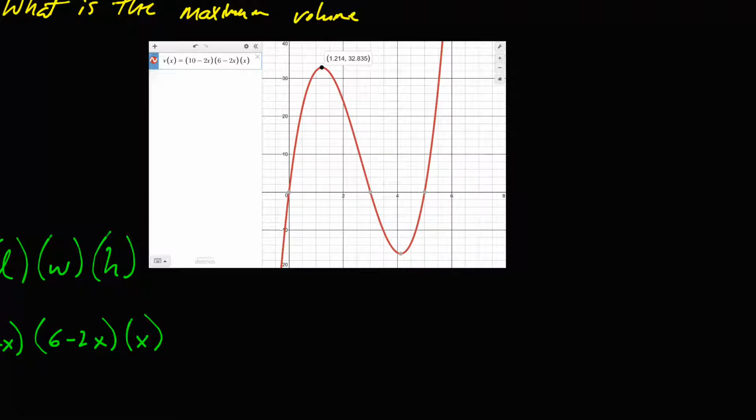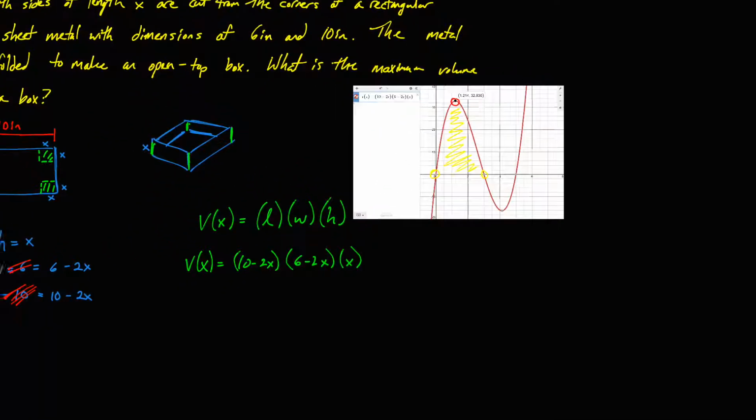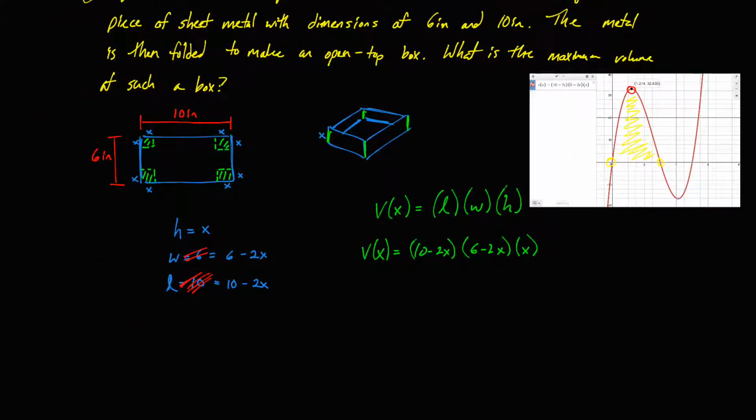If you have a negative dimension, think about it, what's going to happen? You're not going to have a box. So really, your box can only exist in this domain here, from here to here. Okay? So we look at our maximum here. Our max is going to be at 1.214. That's your x value to yield a volume that is 32.835.